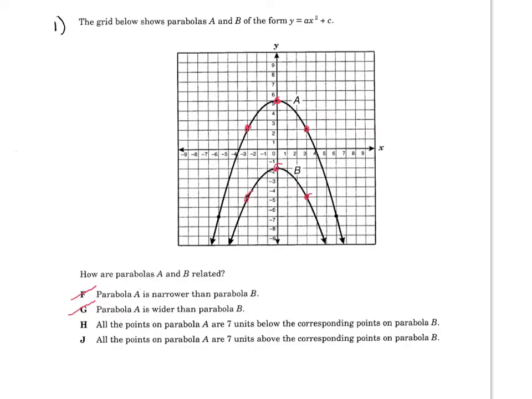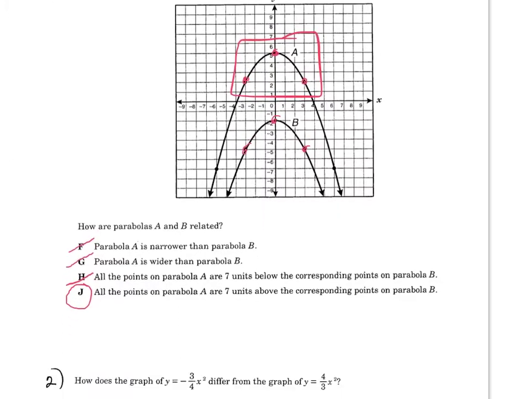Answer number H says all the points on parabola A are 7 units below the corresponding points on parabola B. Well, if it's saying that parabola A is 7 units below parabola B, that's not true, so we need to cross that out. Hopefully it's answer J. It says all the points on parabola A are 7 units above the corresponding points. And so that is our answer, and so we're going to circle answer J.